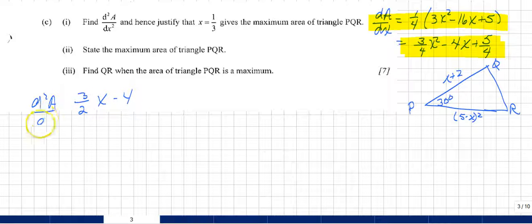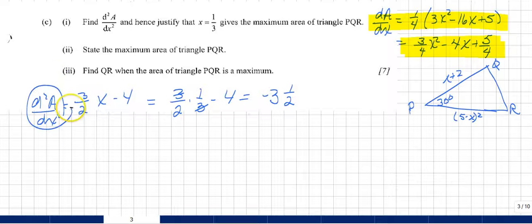Now what we're supposed to do with that is justify that x equals a third gives the maximum area. Well, if we put a third into that equation, we get 3/2 times a third minus 4, which is a half minus 4, which is negative 3.5. So the second derivative is negative.